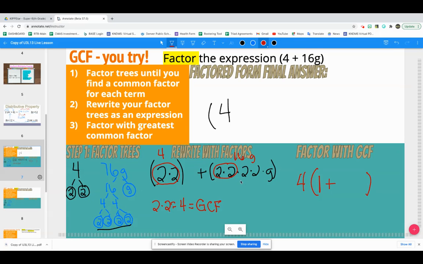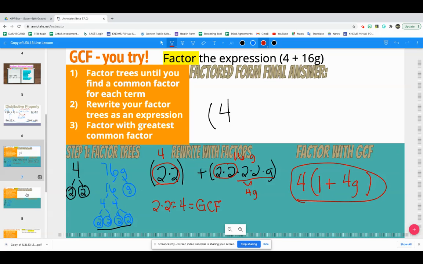Now I want to write out my factors in the parentheses with what's left. So I do 2 times 2. That is 4. 4 times g is just 4g. Here is my factored expression. My greatest common factor was 4 because they both share two 2's. Once I factored out 4 outside the parentheses, 4 times 1 will give me 4, so 1 goes inside. What was left is 2 times 2 times g, which is 4g. And here is my equivalent expression, with the 4 as the factor outside my parentheses.